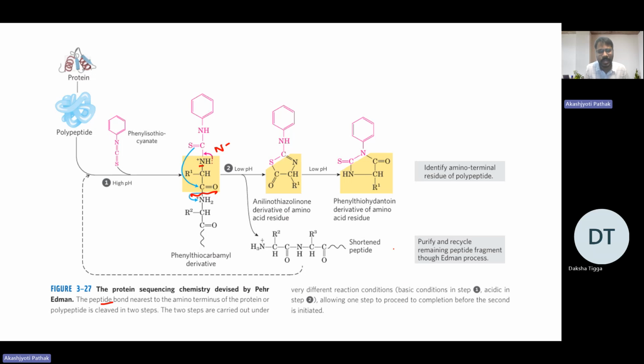In this basic condition, that is at high pH, this phenyl isothiocyanate will form a bond with this amino terminus of the protein, and in the next step the pH is reduced. Now once the pH is reduced, this bond will be cleaved, and your first amino acid residue will form a derivative with this phenyl isothiocyanate, and you will get the remaining peptide that is there. Okay, so now you can identify the amino terminal residue of the polypeptide.